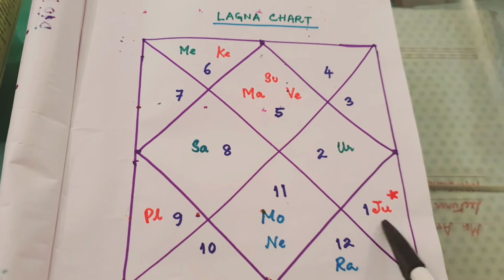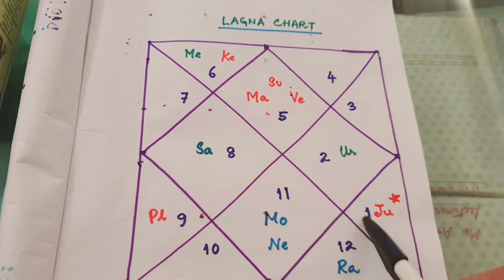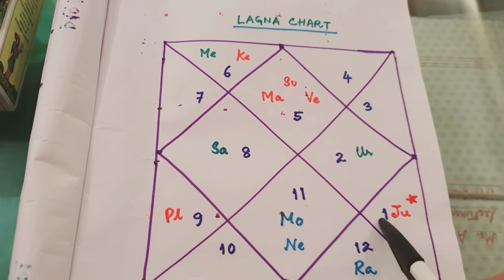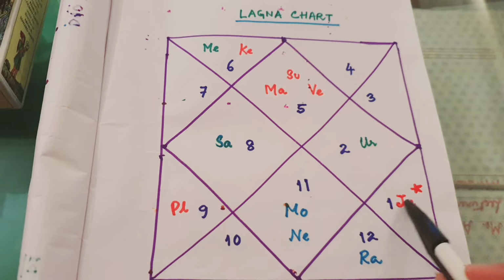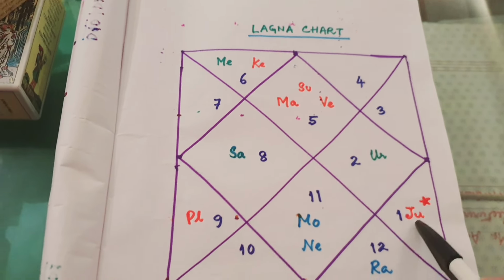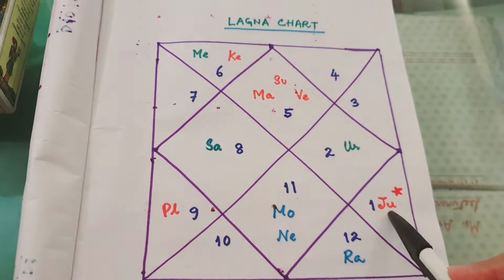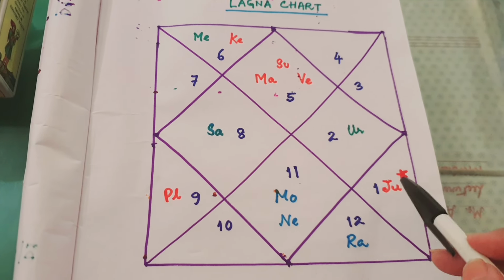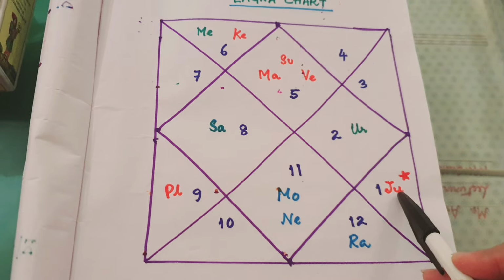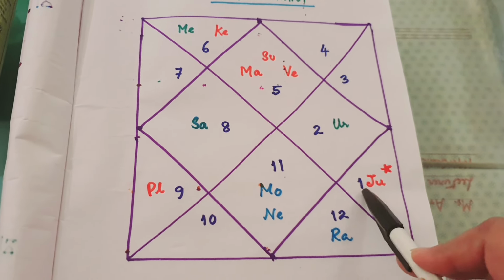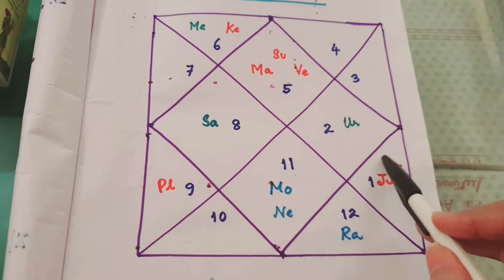For this native, Jupiter is in Krittika nakshatra. Here we see Jupiter is in Aries, so Jupiter is in Krittika nakshatra. So what will that say about the person's partner or spouse? If Darakaraka is Jupiter, and Jupiter is in Krittika nakshatra, then what results can you get?